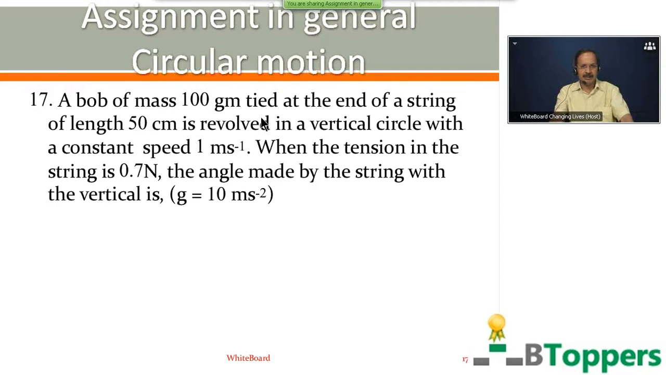Bob of mass 100 gram tied at the end of a string of length 50 centimeter revolved in a vertical circle with a constant speed 1 meter per second. When the tension in the string is 0.7 Newton, the angle made by the string with the vertical is... Then you have to take small g equal to 10 meter per second square. So look at the four options on screen. Come on, try this question.